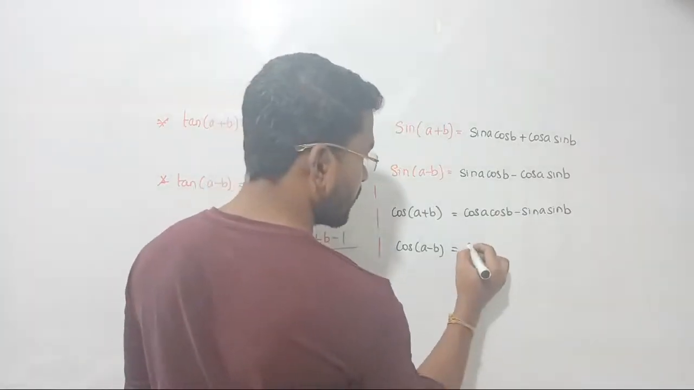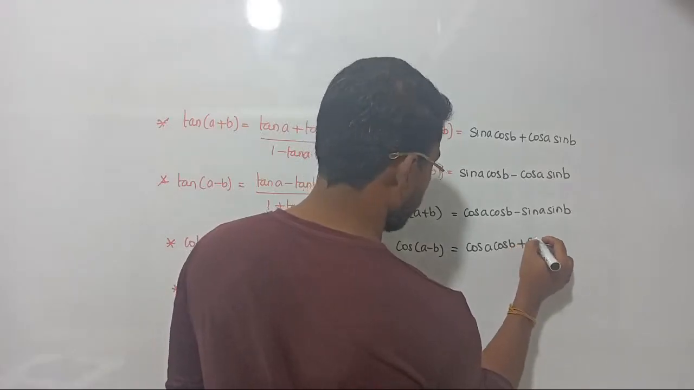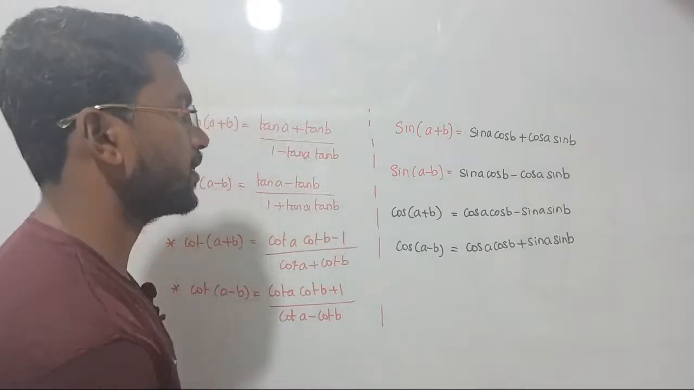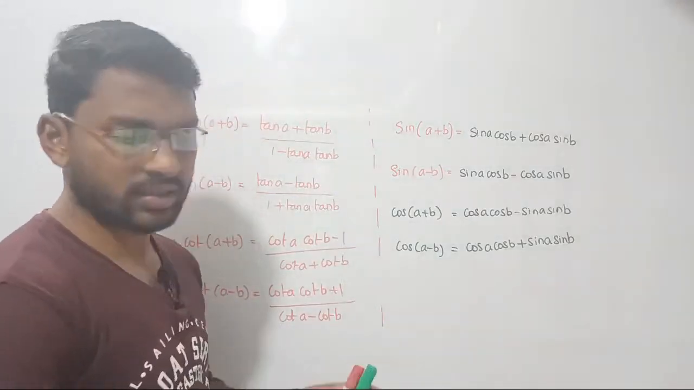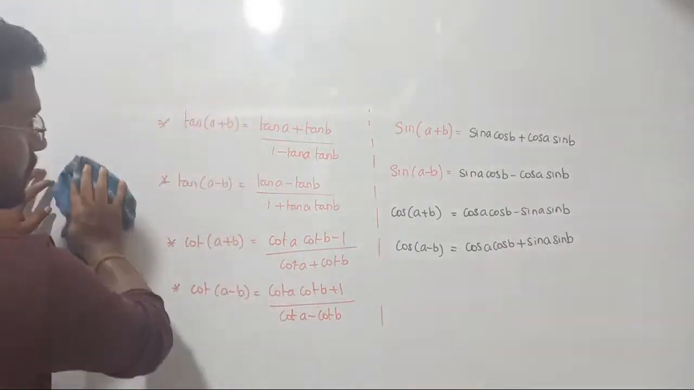Similarly, cos A minus B, we know, is cos A cos B plus sin A sin B. Correct. So this is the correct relation. Just remember these things, that is enough, right? So let us rub these things.